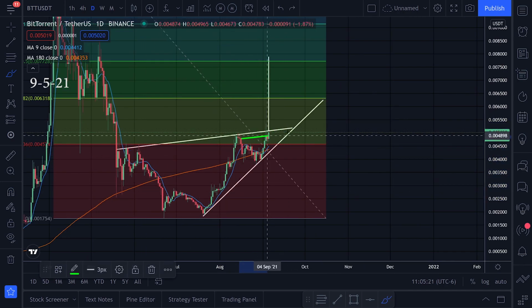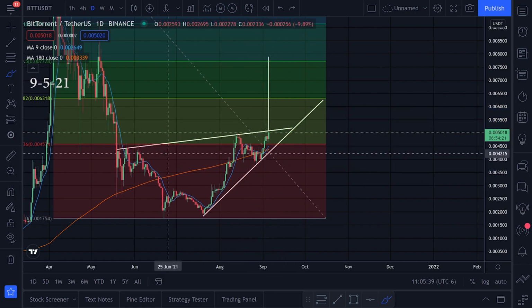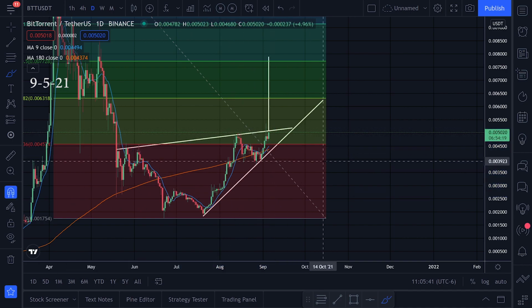In general, what I would be watching is this triangle pattern. Are we going to break this going to the upside, or are we going to break this going to the downside? In general, though, it seems like the crypto market has been moving to the upside.